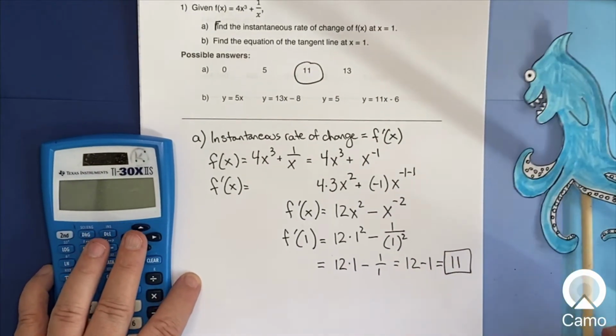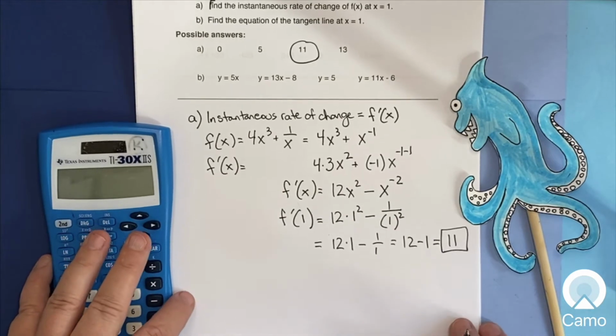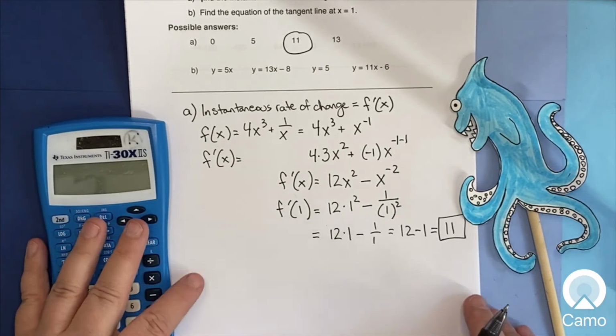Okay, let's look at part B. Sorry, it's Sharktopus. There's quite an undertow in the math paper.